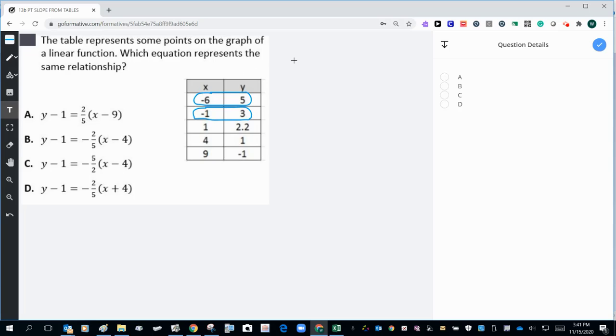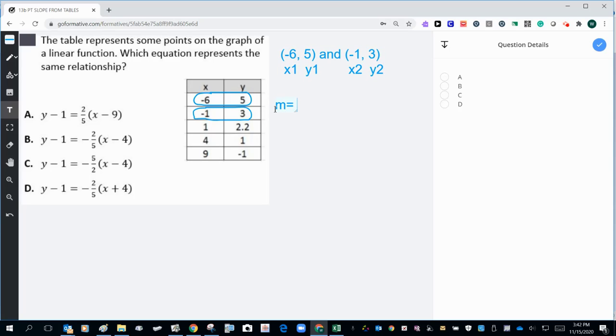Once I select that, I'm going to write over here on the side. So I'm going to type -6, 5 and -1, 3. Then I'm going to label the points x1, y1, x2, y2. Now I can use my formula for slope.